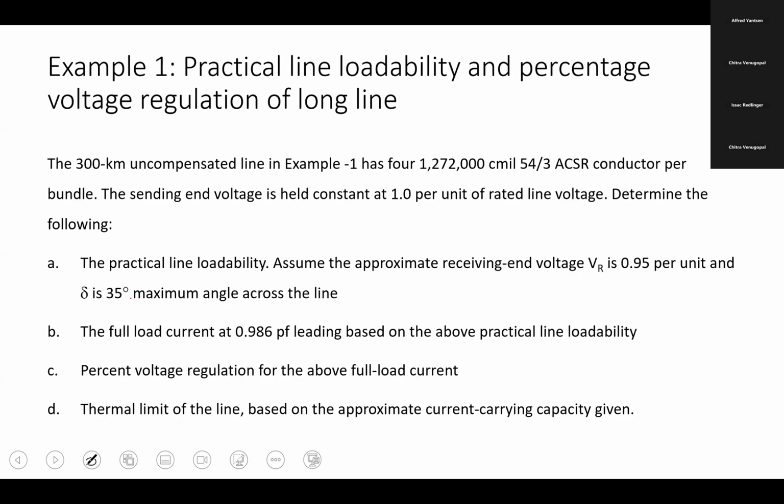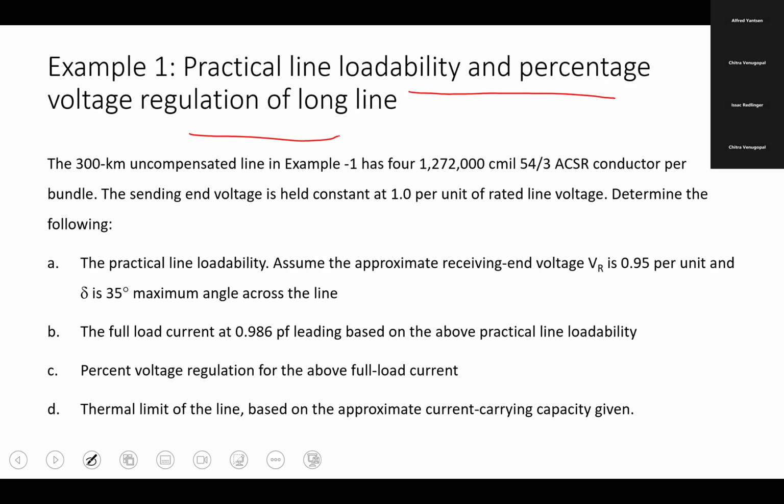Right. So now this is the practical line loadability and percentage of voltage regulation. Practical line loadability here refers to how much your lines can handle. You can have the capacity to transfer maximum power, you can even add loads to handle that power. But what is the line capacity? What is the line loadability? That is what we are talking about here.